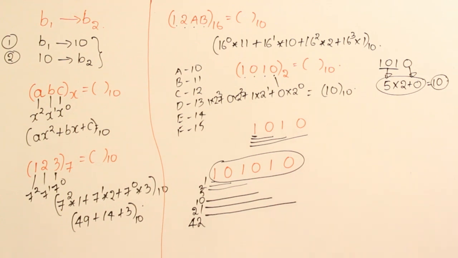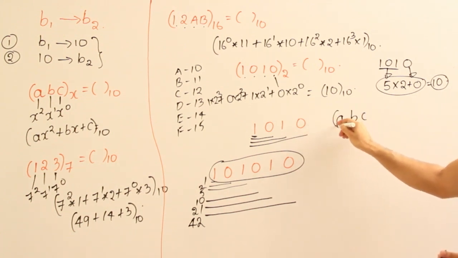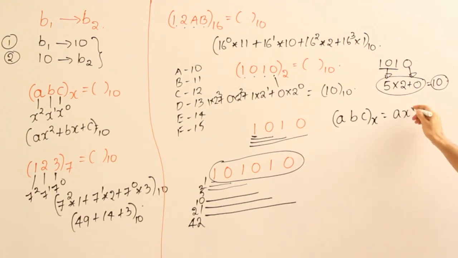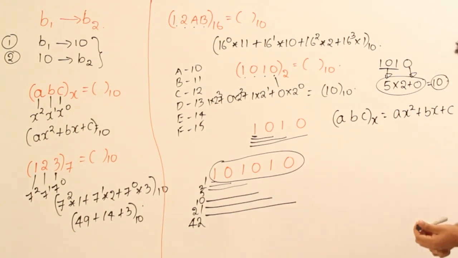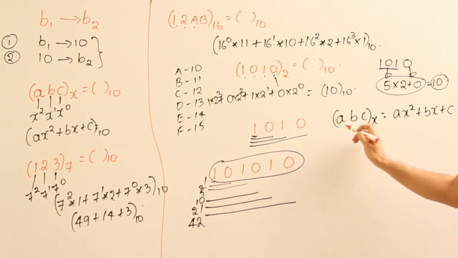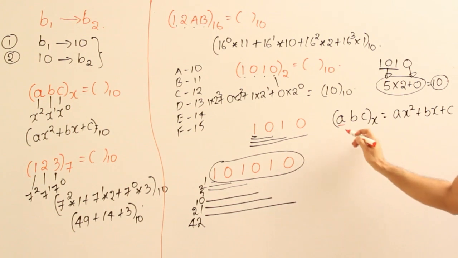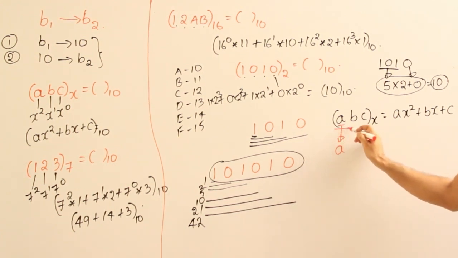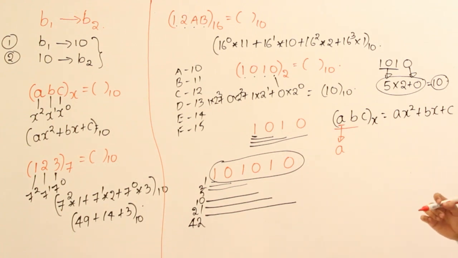I have already given you this: A, B, C, base x, and I told you that its value is ax square plus bx plus c in decimal. Now how can we get it even by this method which I just used? Now see this. The value of a we know is simply a, and whenever we have a followed by b, what did I say to write?